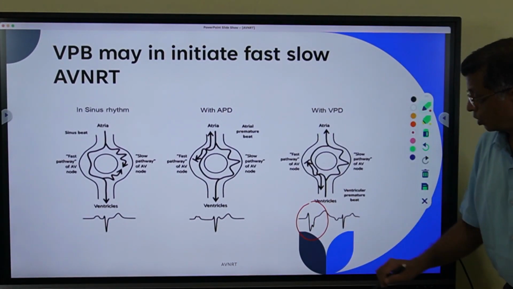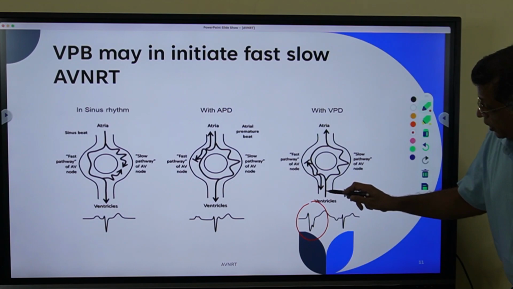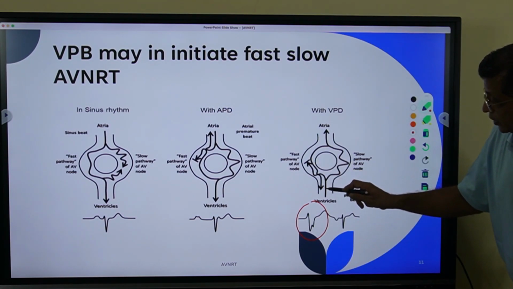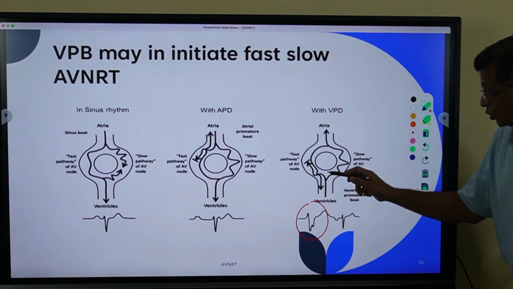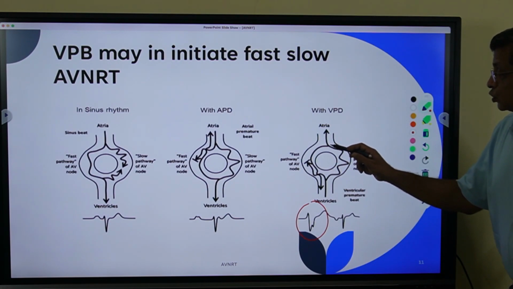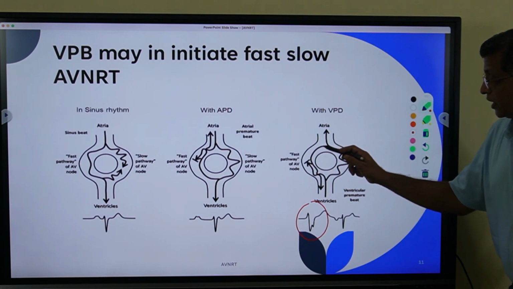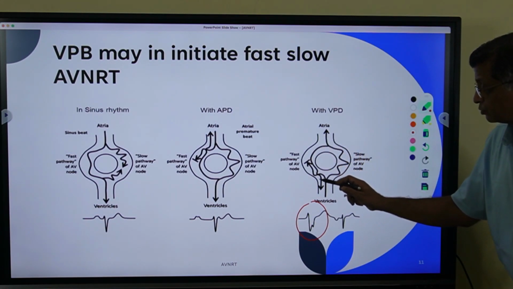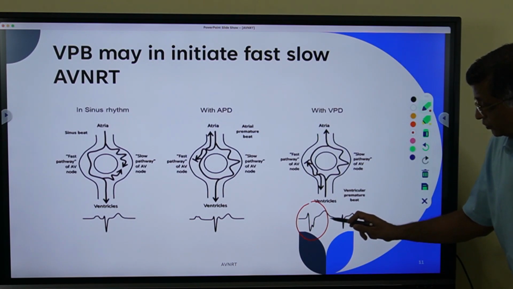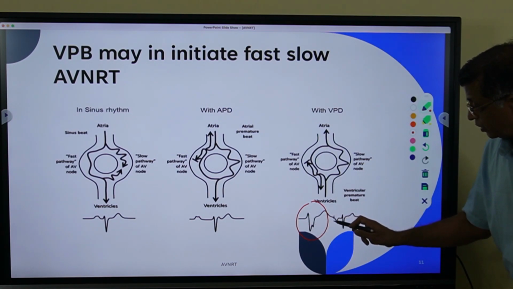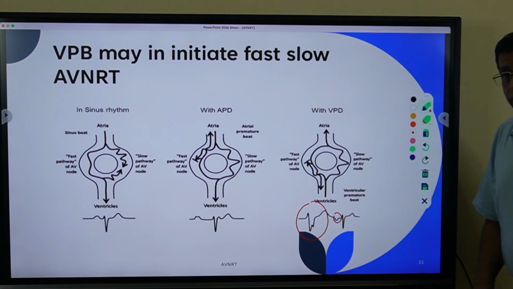This is a ventricular ectopic, and what happens? The current tries to go up, but the fast pathway is refractory, so it goes slowly through the slow pathway. By the time the current reaches here, the fast pathway has recovered and the current comes back fast. So see the QRS complex and the P wave quite late after the QRS complex.